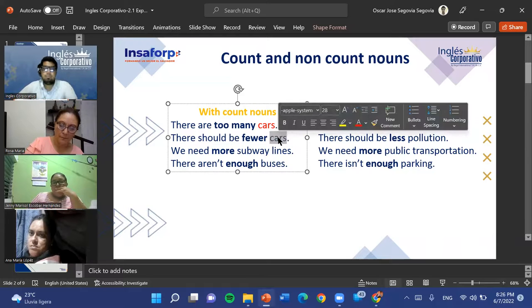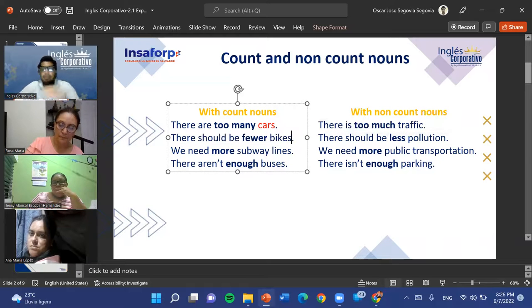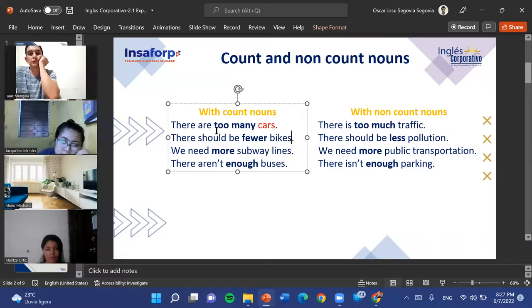Vamos a cambiar esto. Aquí, para que no vamos a repetir solamente cars. So, there are too many cars. Entonces, se refiere, ¿verdad?, a que hay muchos carros. Now, would you say this is a problem that affects us as Salvadorians? What do you think, Jacqueline? Do you think it is a problem that we have in El Salvador that there are too many cars?